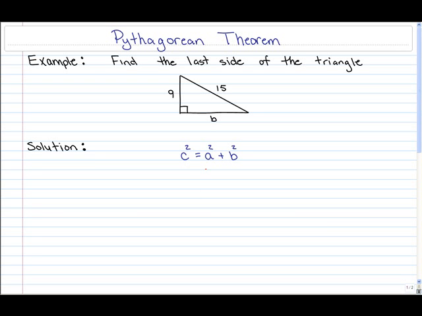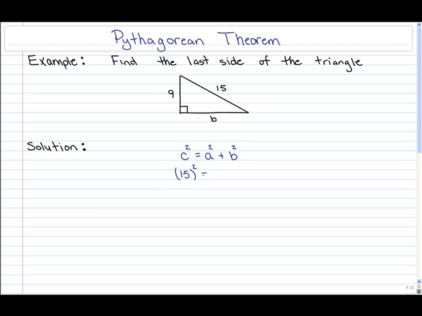Your hypotenuse, like I said, is the longest side of the right angle triangle. So your hypotenuse to this triangle shown here is 15. So 15 must go in the place where C is. So we're going to square that.